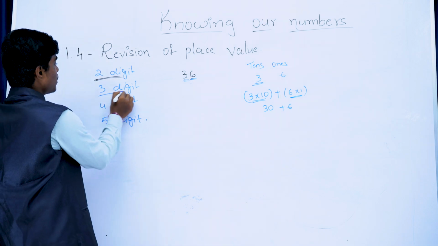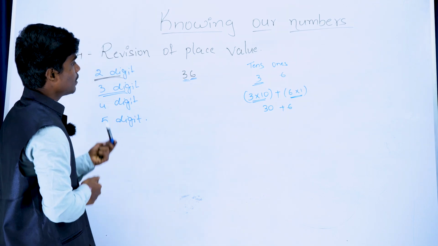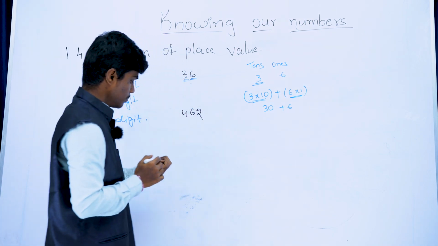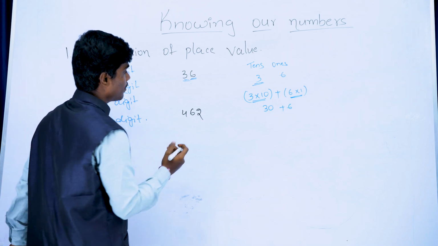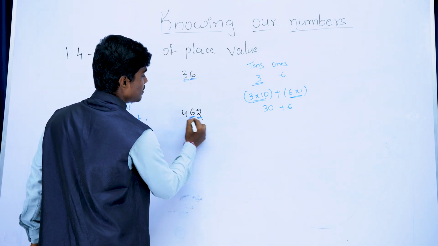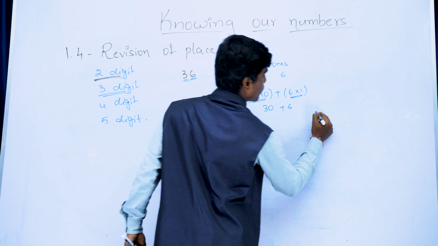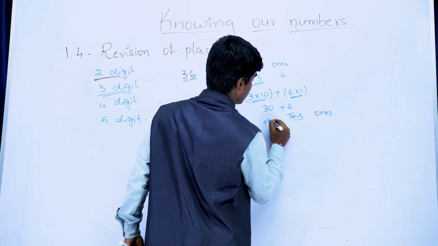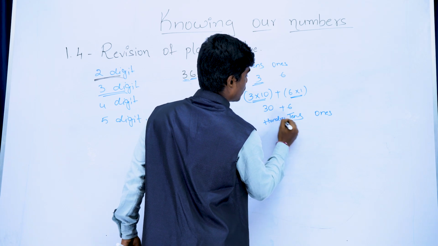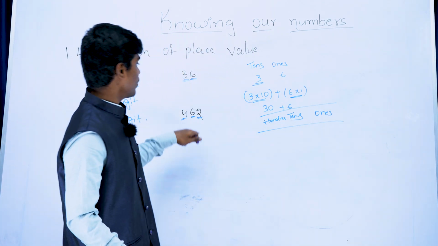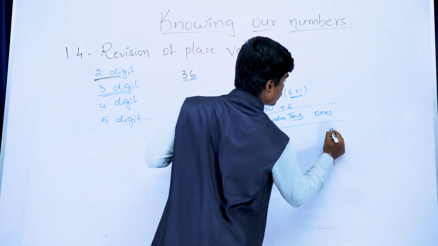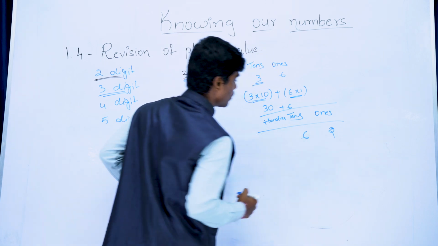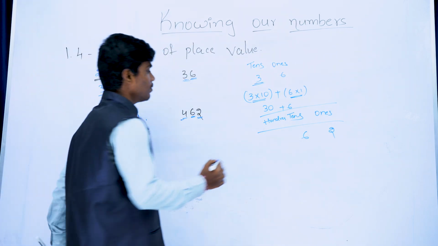Now let's take an example for a 3-digit number. For suppose we take 462. Here in place values we have ones, tens and hundreds. In the ones place we have 2, in the tens place we have 6, and in the hundreds place we have 4.